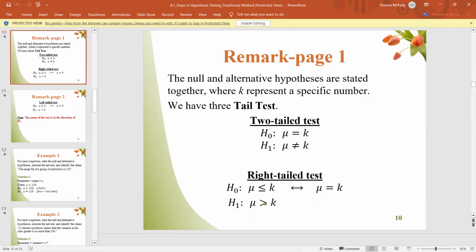If you look at the bottom of slide 10, it said the average age of accountants mu is greater than K, and K there was 25.4. This gives you the setup. So mu is greater than K, and the null is mu is less than or equal to K. Here, this is equivalent to mu equals K. She wants you to write the version on the left here.